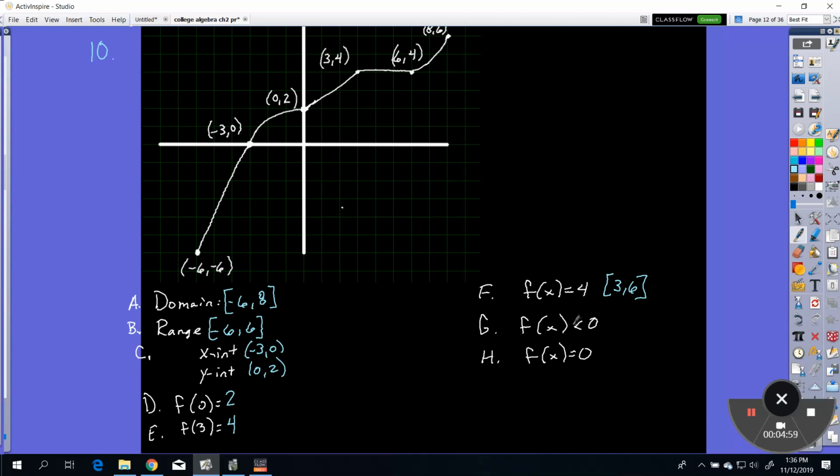When is y less than 0? So y less than 0, these y values are all down here less than 0. So the y values are less than 0 between -6 and -3. So -6 to -3. For what value of x does y equal 0? That's -3.